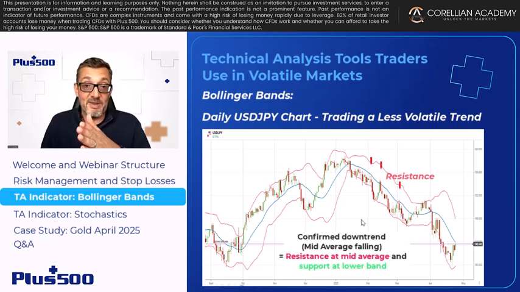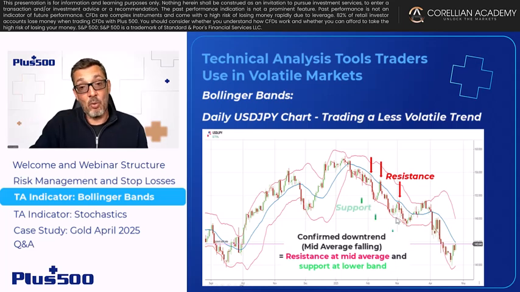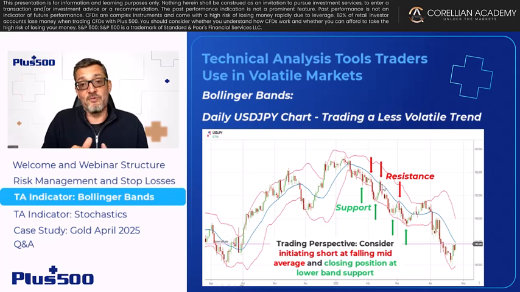Now, in a downtrend where the mid-average is falling, resistance is encountered at the mid-average and support is offered by the lower band. From a trading perspective, we might look to go short of the CFD against the resistance offered by the falling mid-average, looking to close out the position as prices approach the support marked by the lower band.